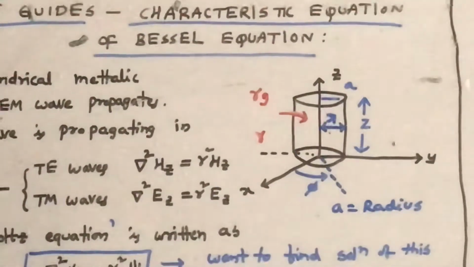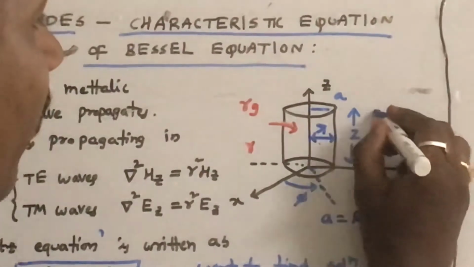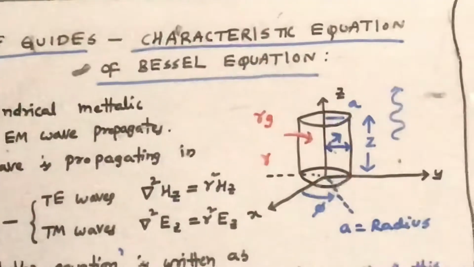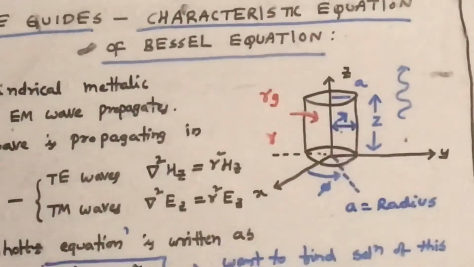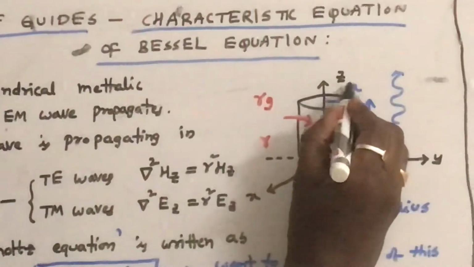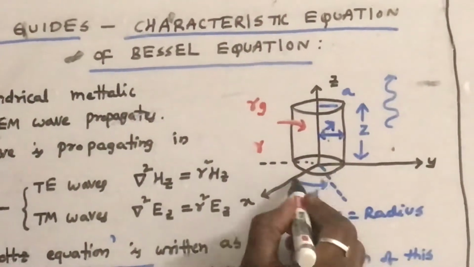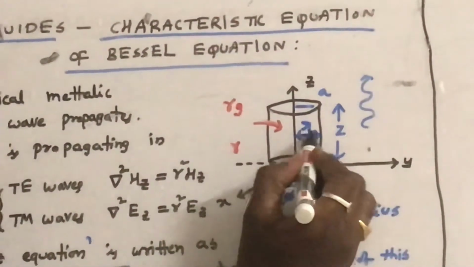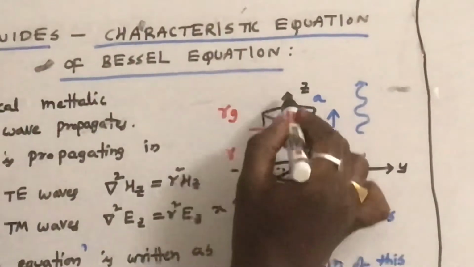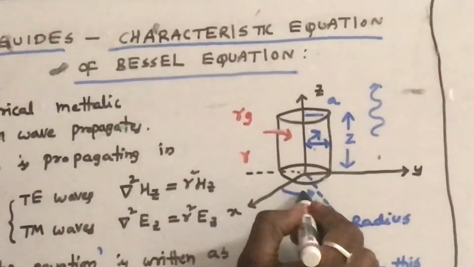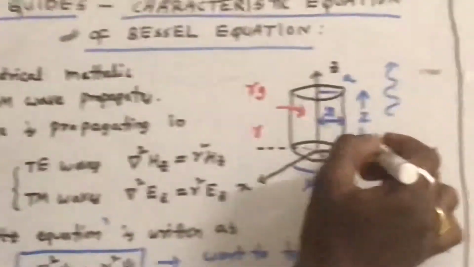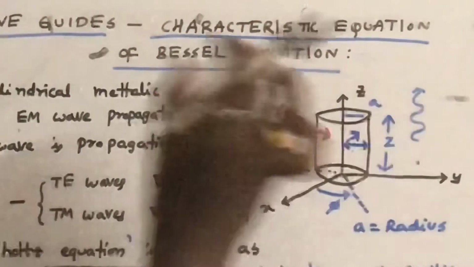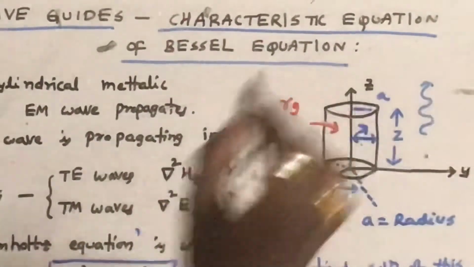Assume that the wave is propagating along the z direction. Let us assume that a is the radius of the circular waveguide. As you know, in the cylindrical coordinate system, r is always the perpendicular distance from the center axis, the z axis. Phi is the angle made with the x axis and z is the height of the cylinder. This is the cylinder, this is the circular waveguide, in which the electromagnetic wave propagates.